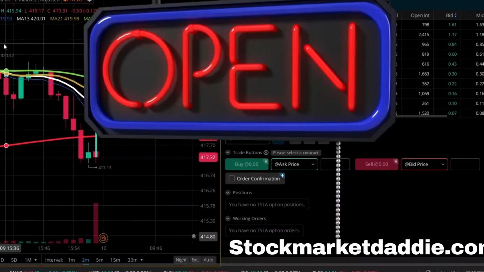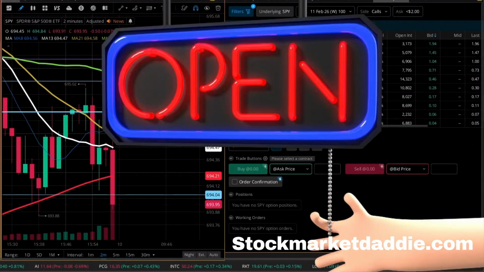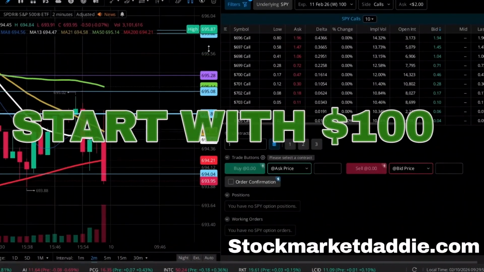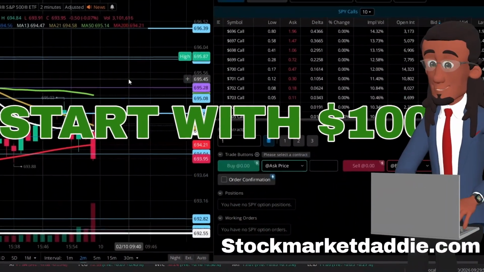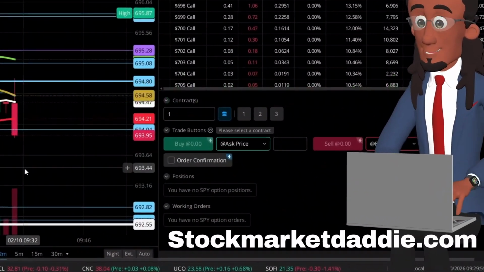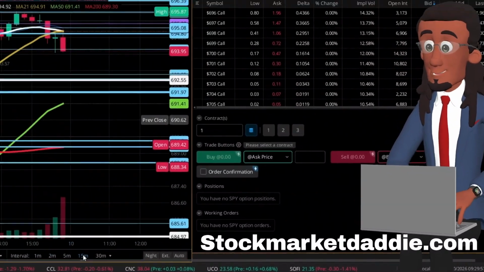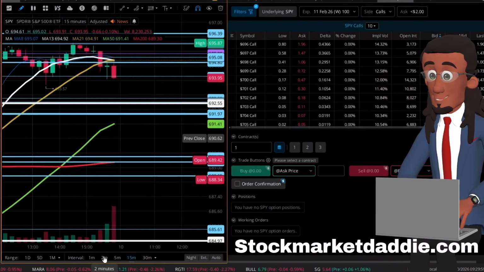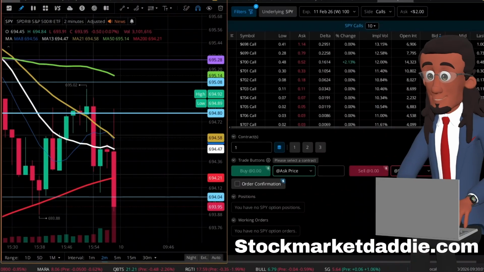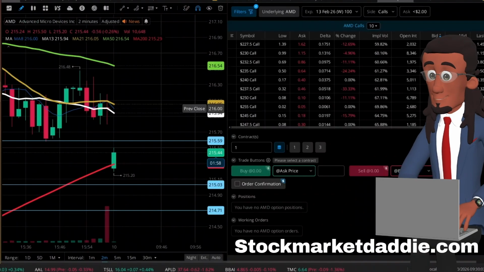Today I traded Tesla options in the first 30 minutes of the trading day from a cash account, and I started with $100, and you can do it too. So this is what we need to do. We need to focus on events, locations, and levels. Events, locations, and levels.